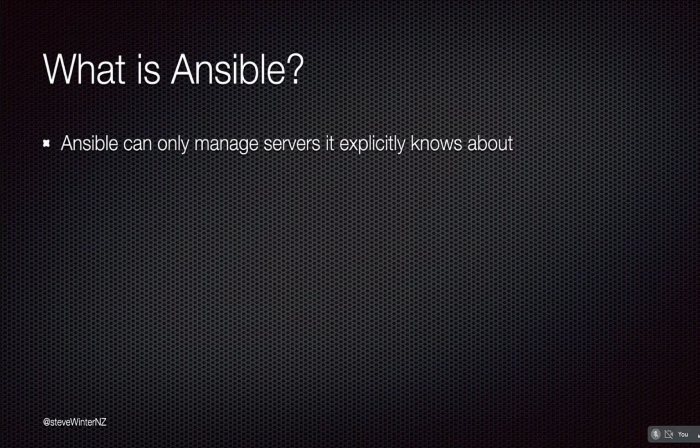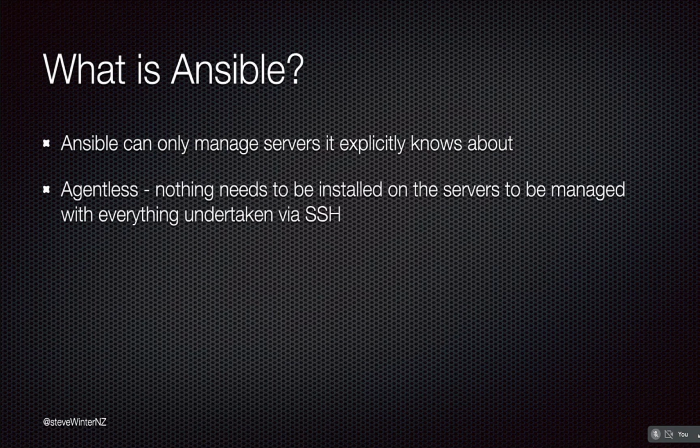Ansible can only manage servers that it knows about. So as part of the setup for Ansible, you need to tell it which server or servers it's going to be acting upon. It's completely agentless, and that's one of the advantages that Ansible has over some of its competing applications. Things like Chef and Puppet generally require that you install an agent on the server, whereas Ansible is completely agentless, and basically everything's undertaken via SSH. So other than ensuring that the Python language is installed on the remote server, you don't need to do anything further.